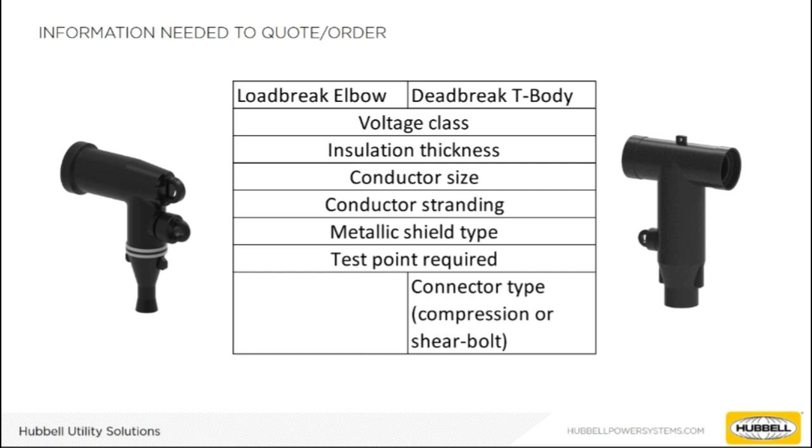Information needed to quote or order Hubble load break elbows and dead break T-bodies is very similar with a few distinctions. The voltage class, diameter of insulation, conductor size, and conductor stranding are the most important details. Additionally, it helps to know whether a test point is needed. Load break elbows have an integral seal option available, and dead break T-bodies have two options for connectors: compression and shear bolt.